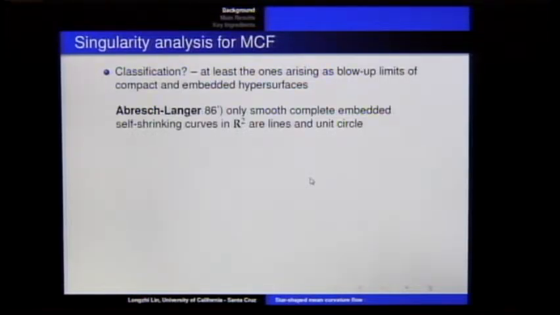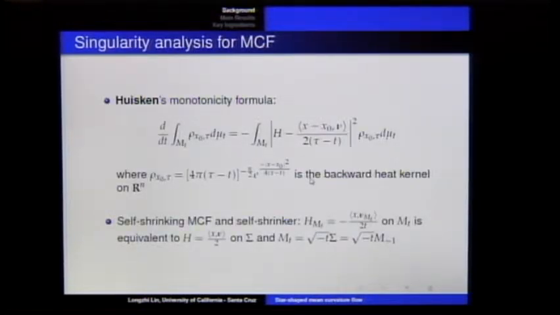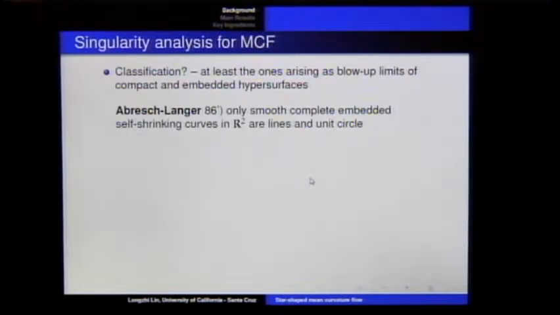In the one-dimensional case, as I said, it's relatively well understood. Abresch and Langer in '86 proved that the only smooth, complete embedded self-shrinking curves, which satisfy the previous PDE where the mean curvature is replaced by the geodesic curvature for a one-dimensional curve, are the line or the circle. They classified all the possible curves for that equation, and if it's embedded, complete, and smooth, then it has to be a line or a circle.